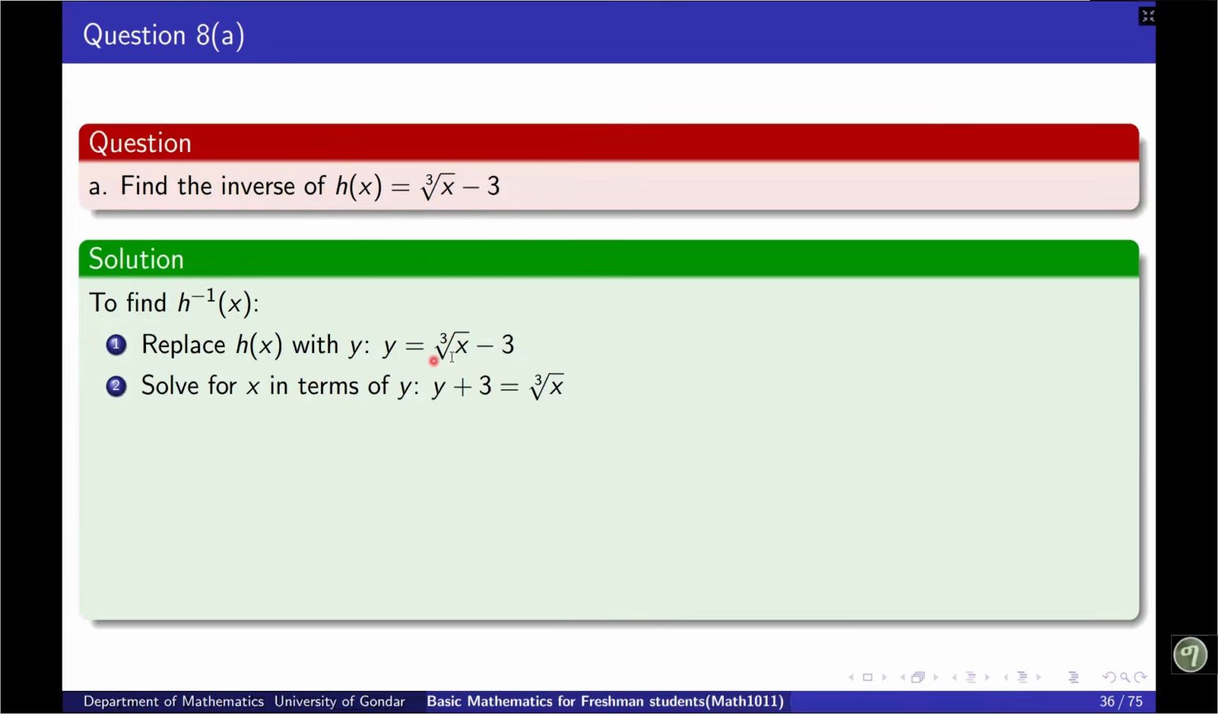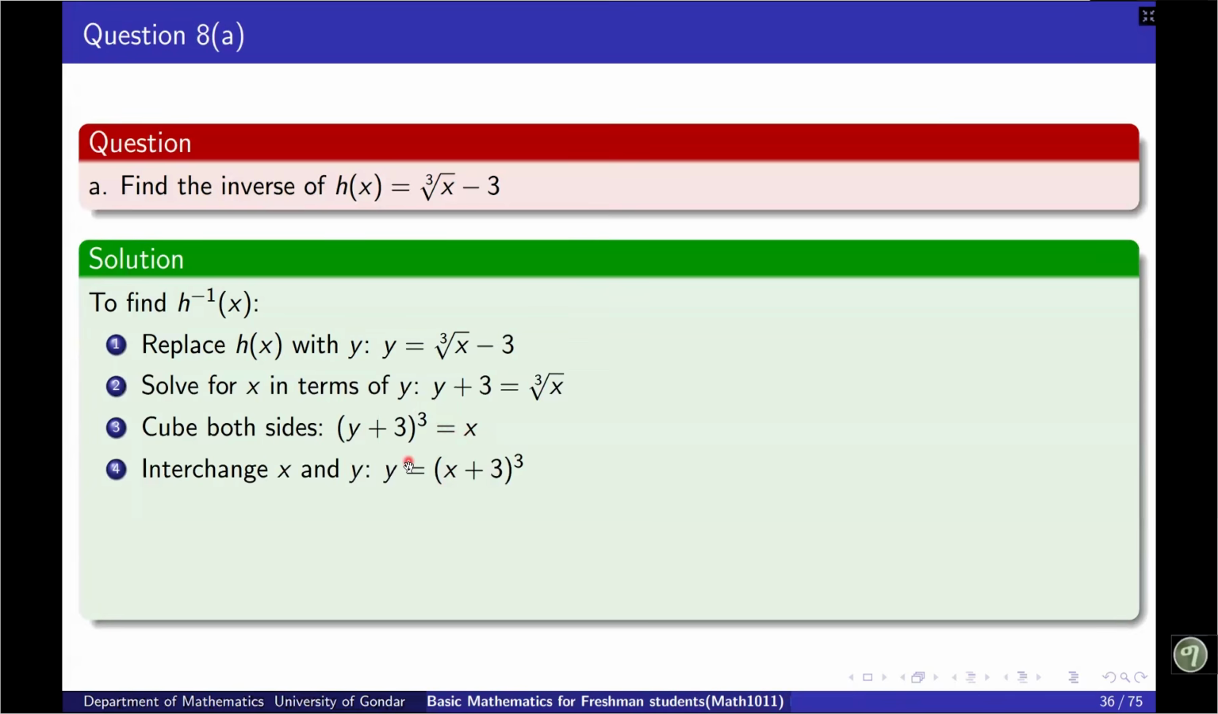Then if we try to solve for x, we have y plus 3, taking this one to the left side, is equal to the cube root of x. Then taking the cube of both sides, we have y plus 3 to the power of 3 is equal to x. Then replacing the variables y and x, taking h inverse of x for y, we have y is equal to x plus 3 to the power of 3, which is the inverse of the given function, or generally h inverse of x equal to x plus 3 to the power of 3.